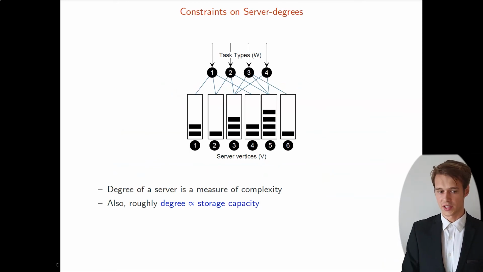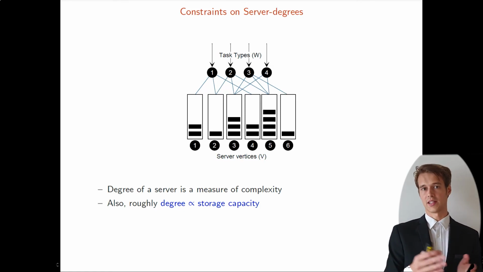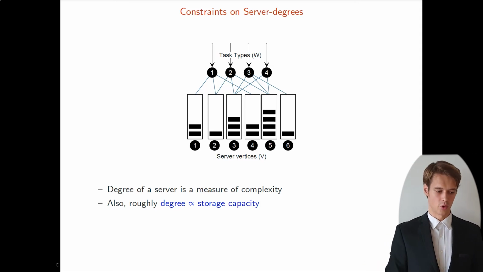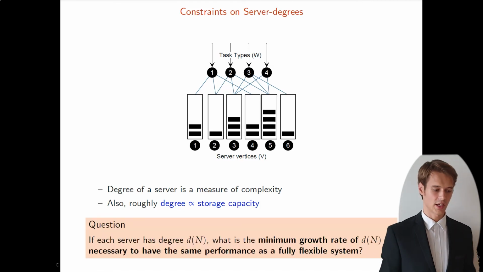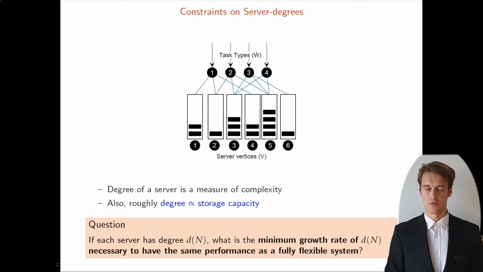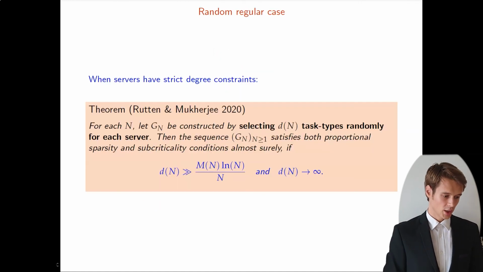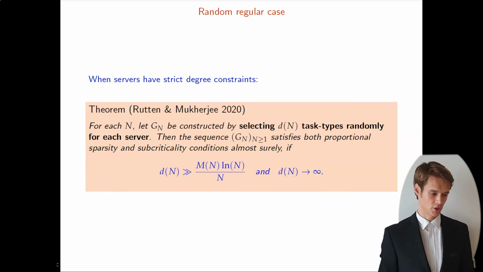So how can we construct graphs that satisfy this expansion property? Well, here's an example. Typically the degree of a server, so the number of task types that it is able to serve, is related to the storage capacity or the complexity of the system. So what we do here, let's say each server has a fixed degree D_n. What is the minimum growth rate of D_n necessary to have the same performance as the fully flexible system? It turns out if we do this randomly, then we can easily get a proportionally sparse graph sequence.